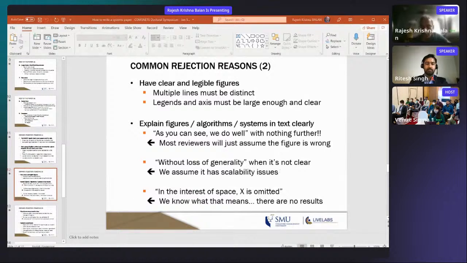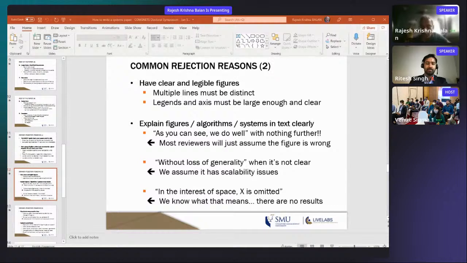You'll be surprised how many papers try to cram everything to the page limit, and they have pictures that are so tiny that even when I blow it up in PDF, I can't figure out the words or the lines. I'm sure Sarun has seen this so many times as well. And if we can't read your figures, even when we blow them up, there's no way your paper is getting accepted, right? Absolutely not. Legends and axes must be large and clear.